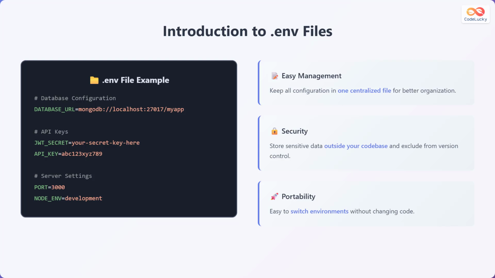NODE_ENV=development. The benefits of .env files are that they're easy to manage, because you can keep all configuration in one centralized file for better organization. It is also secure. You can store sensitive data outside your codebase and exclude it from version control, and they are portable, making it easy to switch environments without changing code.